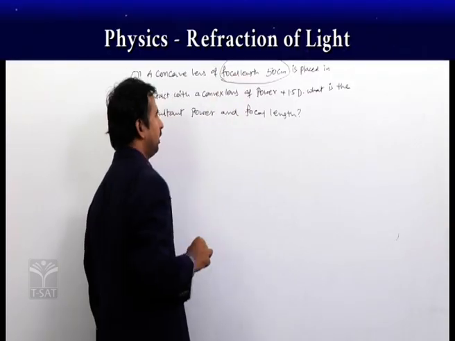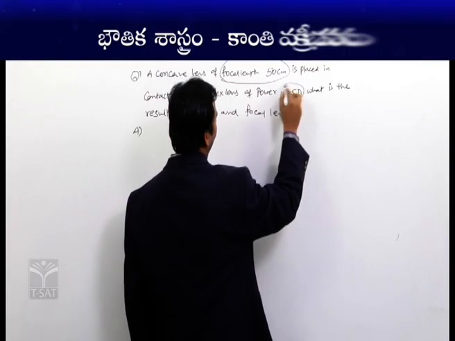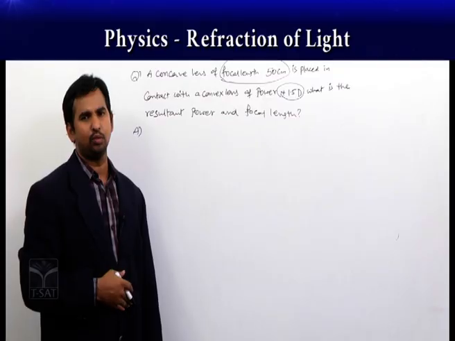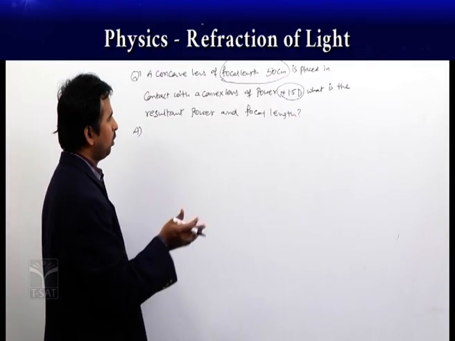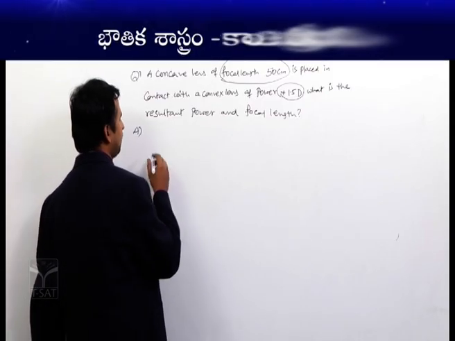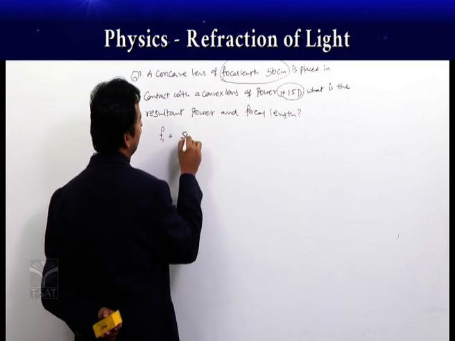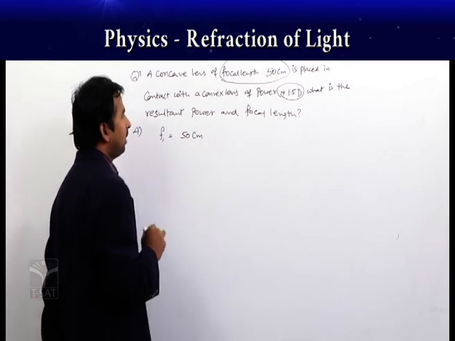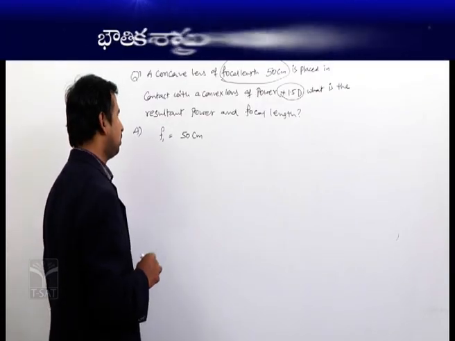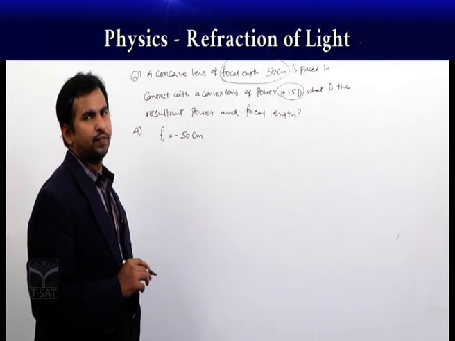The concave lens is given in terms of focal length here, whereas the convex lens is given in terms of power. Then what we have to find is the resultant power and the focal length. So we have to find both the focal length as well as the power. In the first case, the focal length for the concave lens, f1, is given as 50 centimeters. But as it is a concave lens, a diverging lens, we have to take the focal length as minus 50 centimeters.